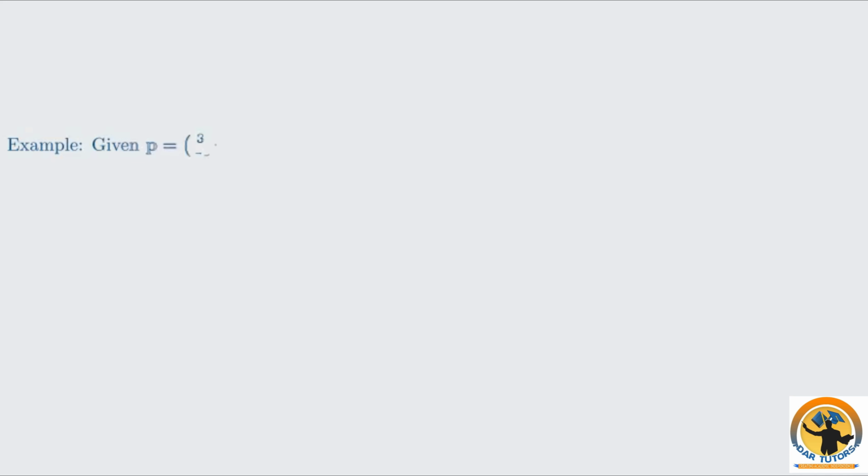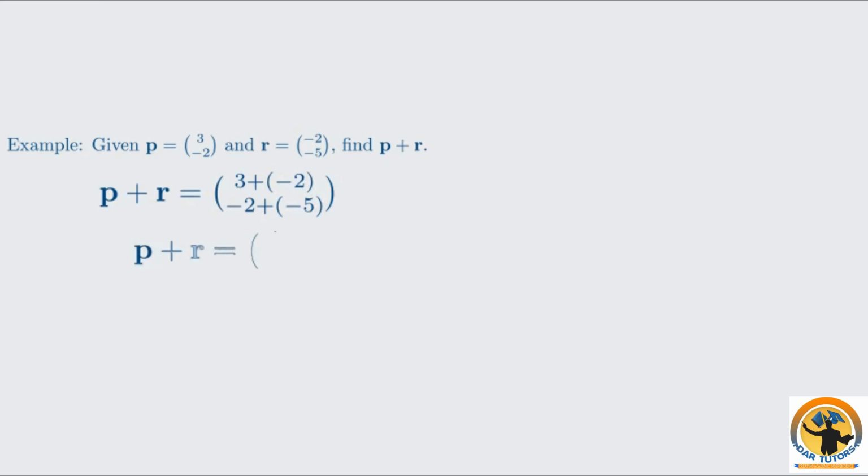Let's see this in action. Let P be the vector 3, minus 2, and R be the vector minus 2, minus 5. We want to find P plus R. We add the x components, 3 plus negative 2, and we add the y components, negative 2 plus negative 5. This gives us the resultant vector 1, minus 7. Vector addition is a straightforward component-wise operation.